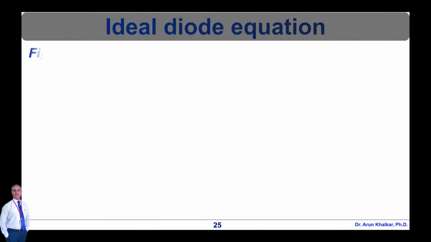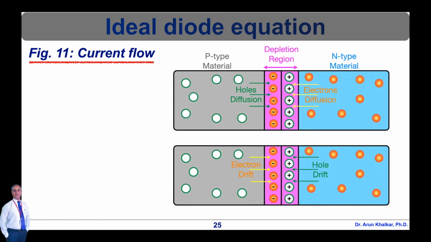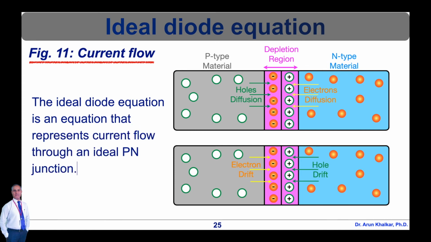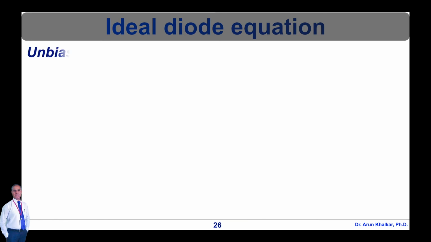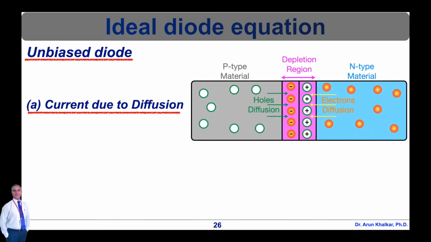Now let's see the ideal diode equation. The current flow through the diode is shown in this diagram. This diagram we have already seen before. The ideal diode equation is an equation that represents current flow through an ideal p-n junction. When the diode is in the unbiased condition, the current due to diffusion can be calculated. When p and n regions are brought together, due to concentration difference, holes in p region diffuse to n region and electrons in n region diffuse to p region. Therefore, by using some special notations, we can calculate the ideal diode equation as follows.